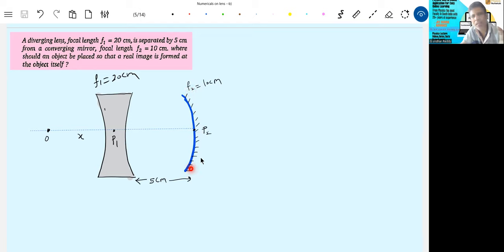If you have a plane mirror and the image should be formed at the object itself, then the ray should be incident normally on the plane mirror. If you have some curved mirror, then the object for that curved mirror should be at the center of curvature so that the rays can retrace their path here. Now we know a concave lens will form a virtual object, no?